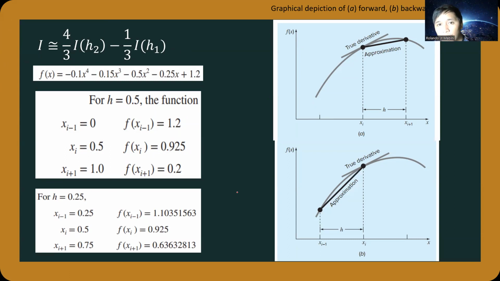The graph here at the right side is the graphical depiction of the forward and backward difference. Again, this is the point that I pointed out last time, the x sub i, and this must be the x sub i minus 1, and this here x sub i plus 1. So still this is the same h here. Anyway, we already have the values, as it was already solved in the earlier example.